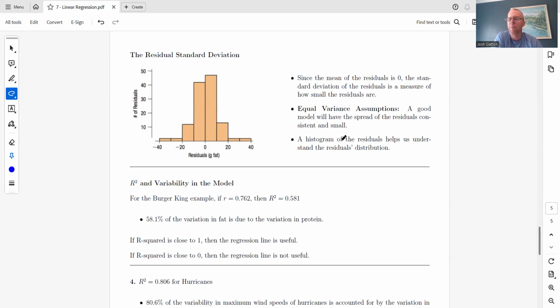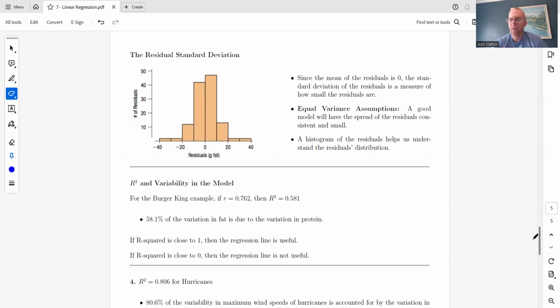A histogram of the residuals helps us understand the residuals distribution. Obviously, like on the residual scatter plot, you want a lot of positives and you want a lot of negatives, and so it should be fairly symmetric. And this is fairly symmetric. We have a little bit more on the positive side, maybe because that one's a little bit taller than that one. This one is a little bit taller than that one. So maybe a few more on the positive side, but not that big of a difference. And that's what you want to see if you're doing a histogram of the residuals.